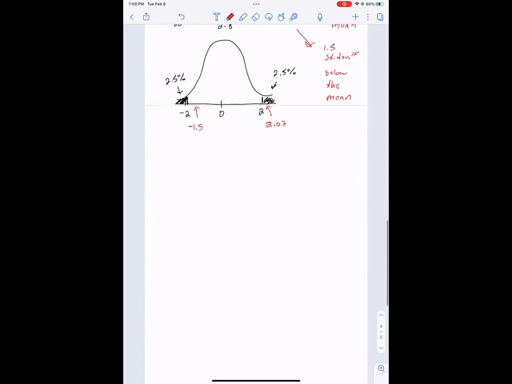What percent of your population is going to be between -2 and 2? This is from last time. 95%. So 95% of individuals are between -2 and 2. So whoever it was who decided that the unusual nature of a result should be the outside 5%, you can blame that person for picking the cutoffs to be -2 and 2.